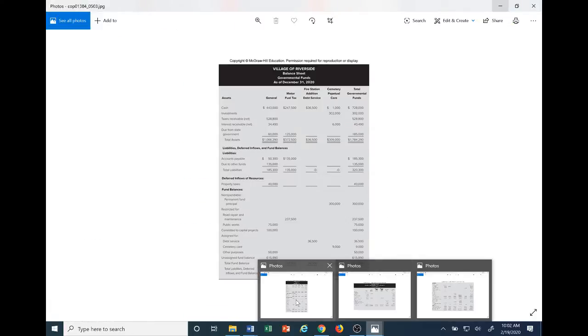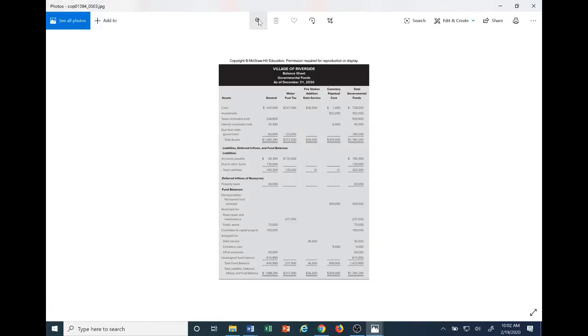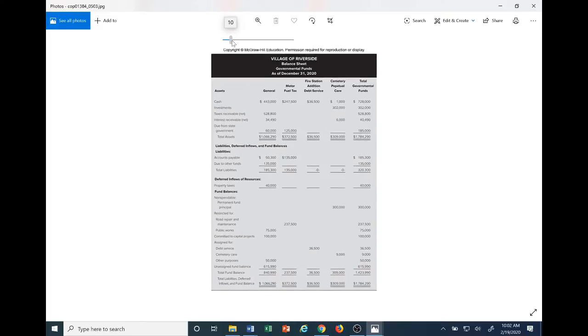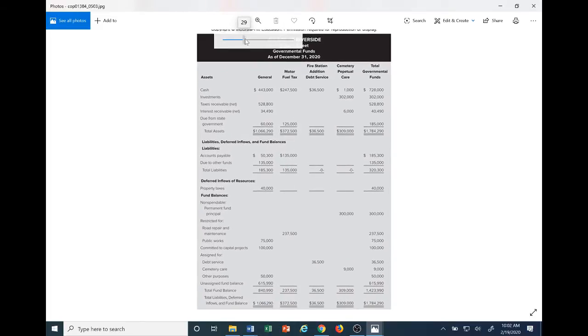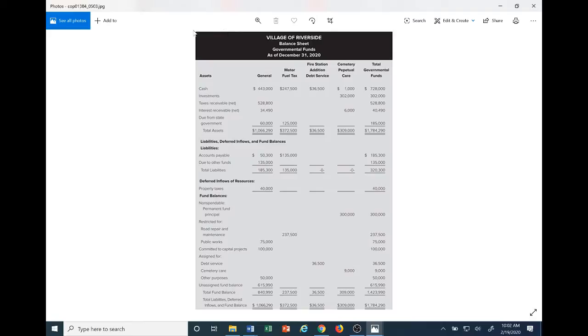Okay, so on Monday we left off looking at the Village of Riverside balance sheet for the governmental funds, right? If we recall, this balance sheet and the statement of revenues and expenditures that we're going to go over correspond to the chapters 4 and 5 entries that we've gone over. So some of these numbers will stick out to us as we go through it.